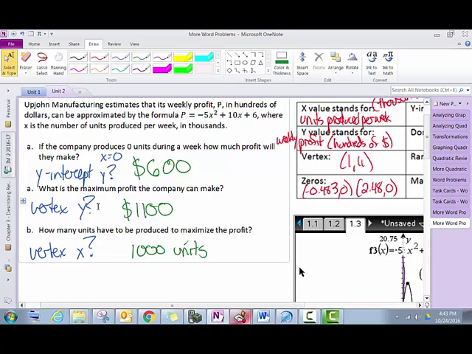The next one, what is the maximum profit the company can make? Maximum profit, if we're talking about maximum, it's got to be the vertex. Profit is the y, so our y value for the vertex is 11. And again, it's hundreds of dollars, so $1,100 is the maximum. How many units have to be produced to maximize the profit? Well, again, we're talking about maximizing, so what's our vertex? But how many units? Well, we're talking about the x, so the x value of our vertex is 1, and that's in thousands of units, so we have 1,000 units.